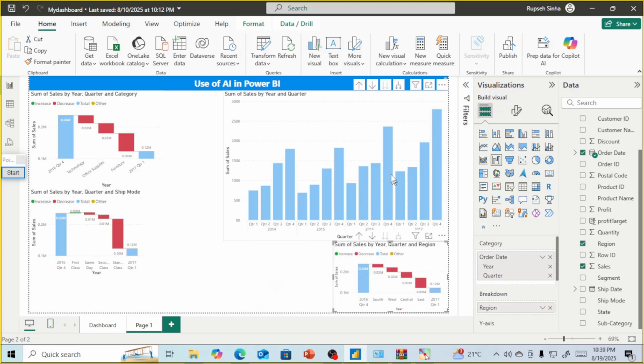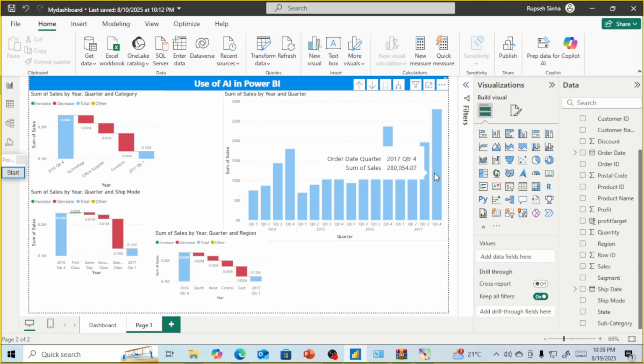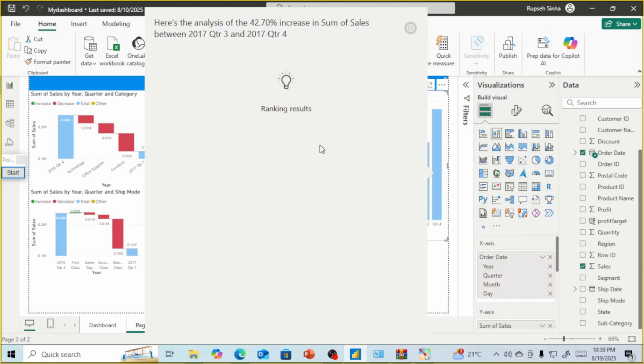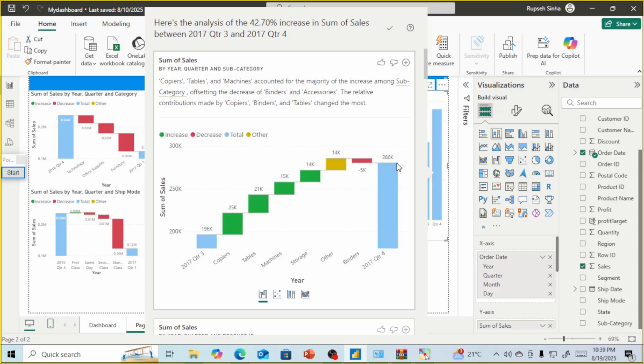Through this analyze option, right now I will take you through what is contributing to the increase in the sales from quarter 3 to quarter 4. Quarter 3 to quarter 4 we have an increase in sales, and I want to display that. Right click and click on explain the increase. So what is happening? 42.7% increase in the sum of sales is happening.